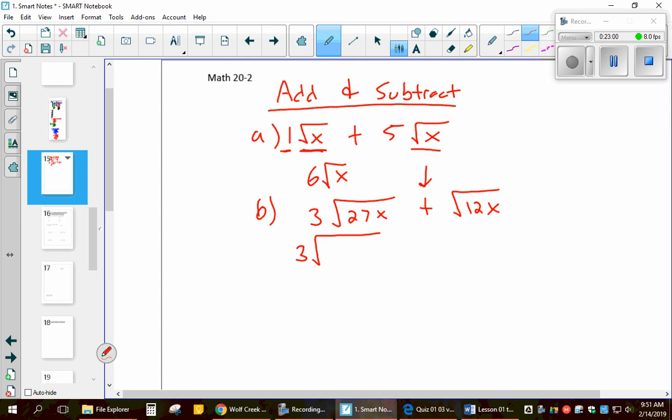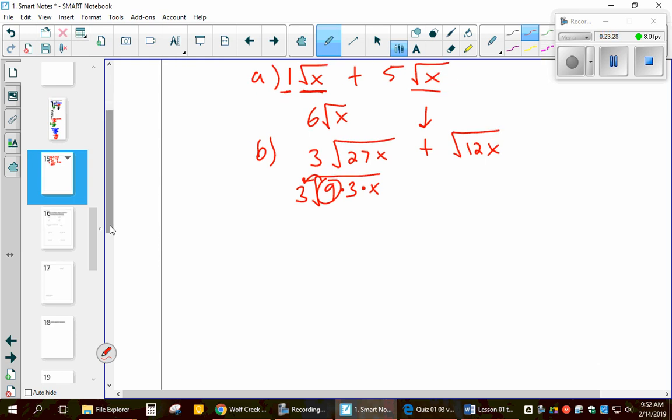What can I split 27 up as? What perfect square was in 27? 9. 9 and 3 times x. And what I kind of do here is just stay focused on this one, work all your way down, and then do this one, work your way down, and then add. So, okay, I get to bring this 9 out as a 3. There's already a 3 out there, right? So that's 3 times the 3 I brought out, so that'll be 9. And then I still have left in here 3x.